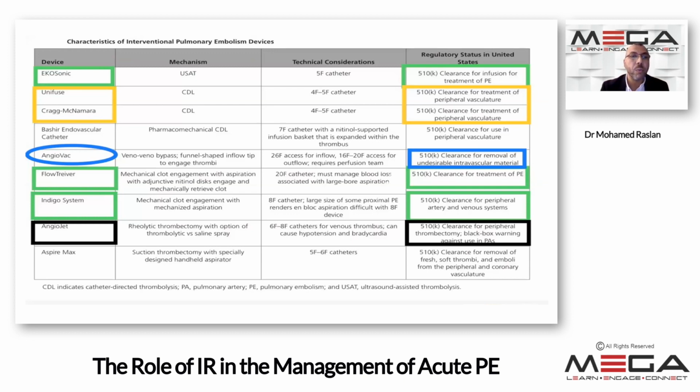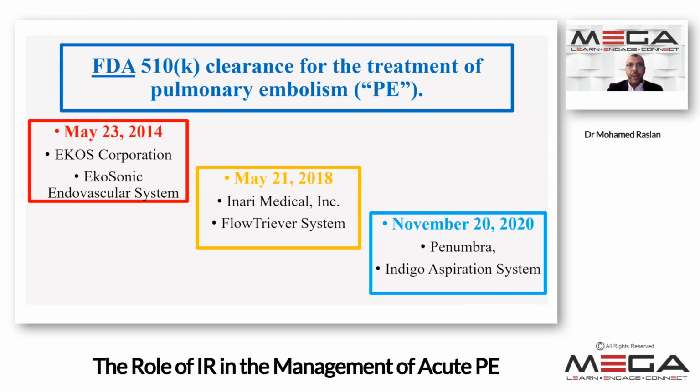And this AngioVac device, which is circled by blue, is also not used for thrombosis of the pulmonary artery. However, it is useful in IVC thrombus, and it's useful in clot in transit, which is a very unique and specific entity of the thrombus. Again, we have these 3 devices cleared from the FDA. First, it was EkoSonic in 2014, then FlowTriever in 2018, and finally, in 2020, we have the Indigo aspiration system. In the coming slide, more details about these devices will be shown.